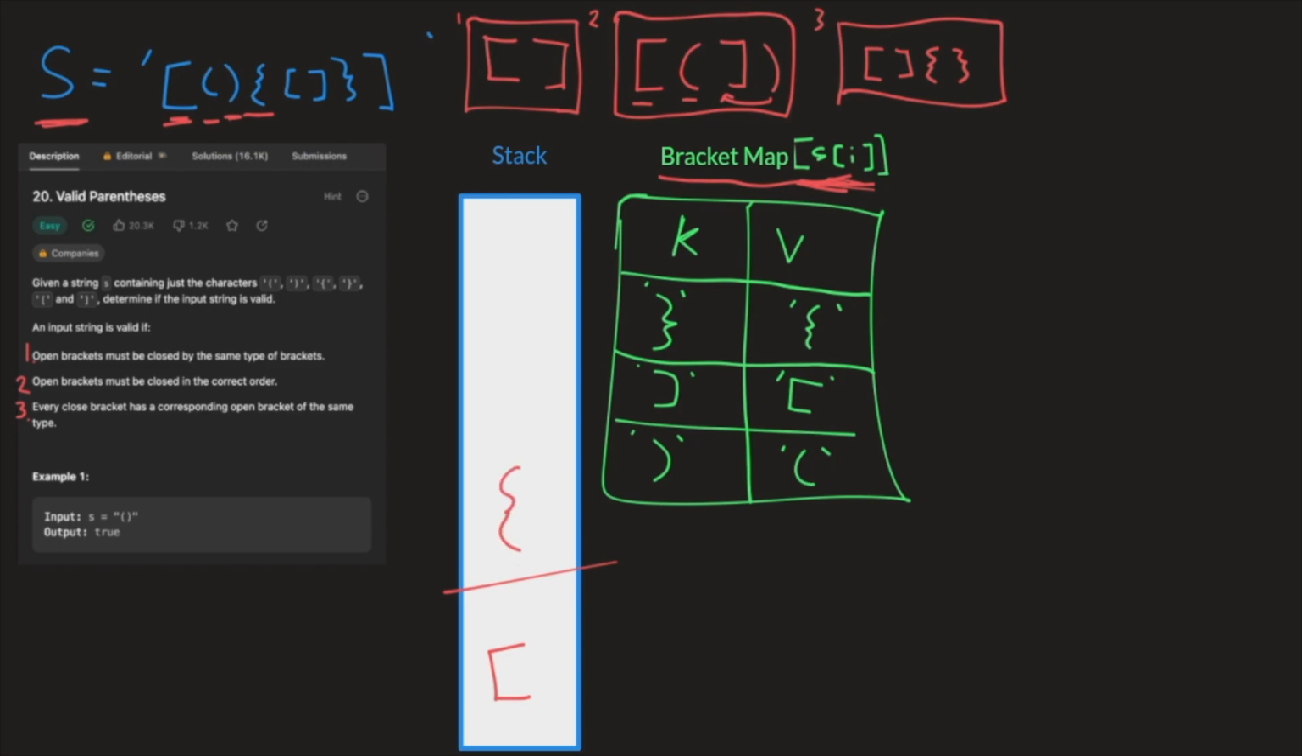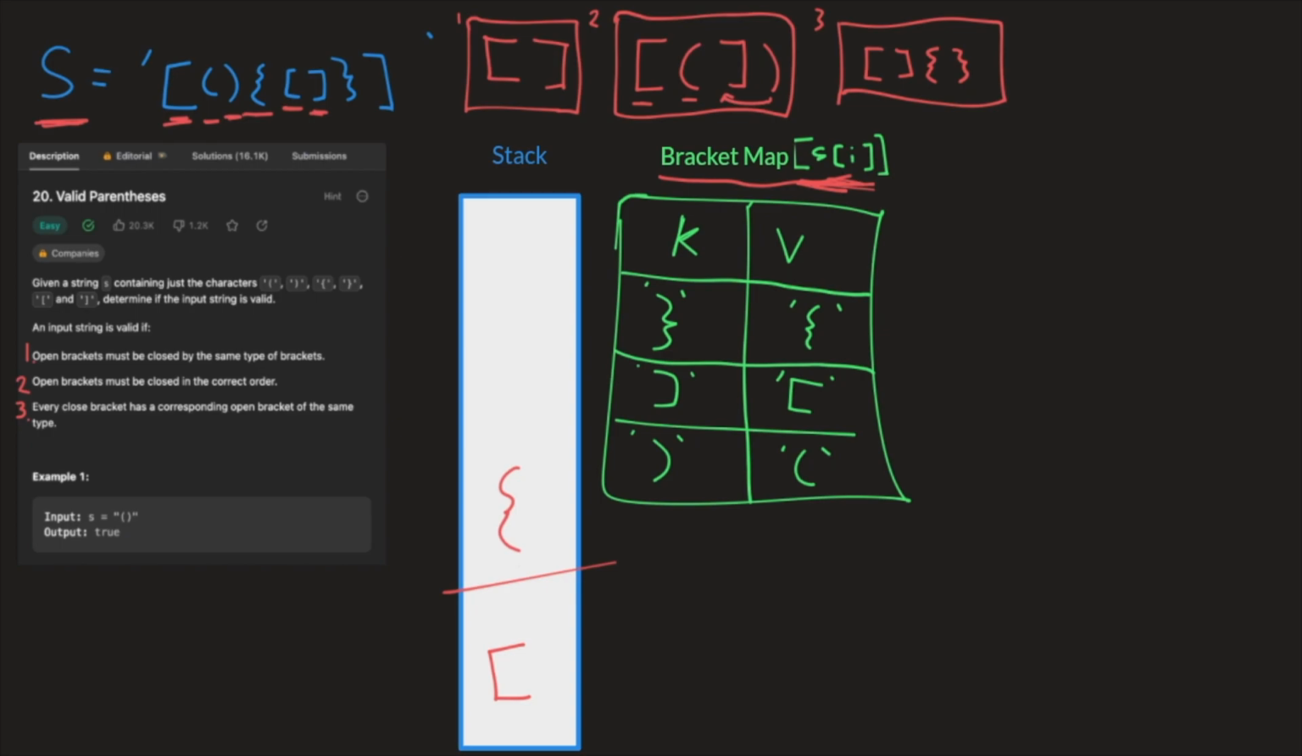And we continue on. We check here. Bracket map doesn't have it in its key column. We add it to the stack. And then we continue on. And there, bracket map does have it in its key column. It's the middle key, as we can see. And so it returns the value of an opening square bracket. It compares that value to the top of the stack. And since they are the same value, we pop it off the stack.